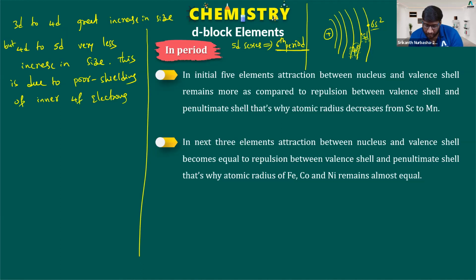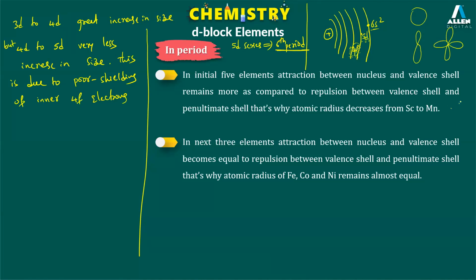Now listen carefully. What is the shape of the s orbital? Spherical. The p orbital, dumbbell. The d orbital, double dumbbell. And the f orbital, complex in nature. What happens when you go from s to p, p to d, d to f? What happened to the dispersion of electron density? Increased or decreased? Dispersion means spread out. The electron density is spread out greatly or not? Yes, sir.